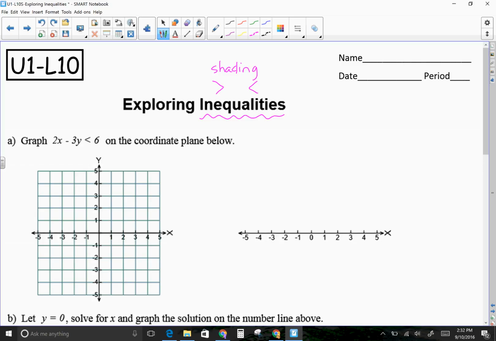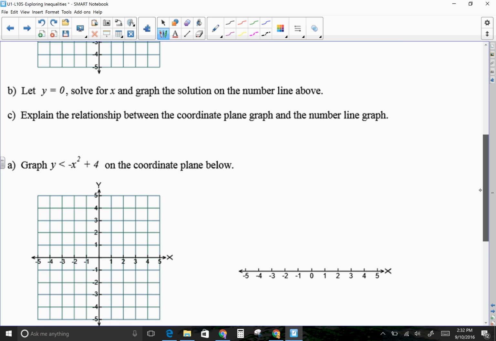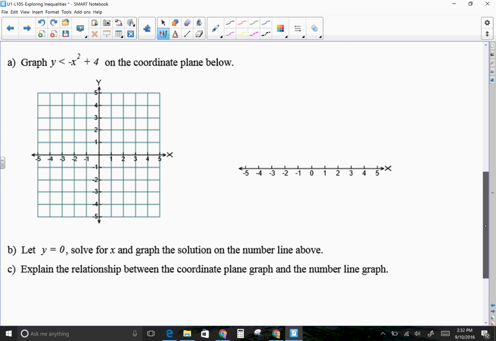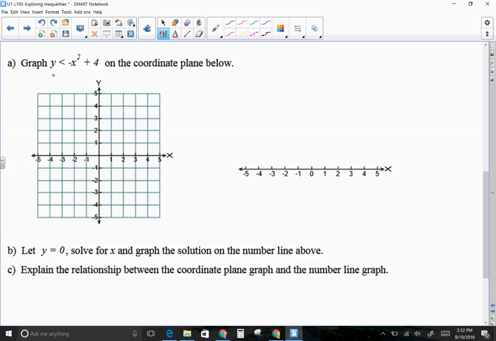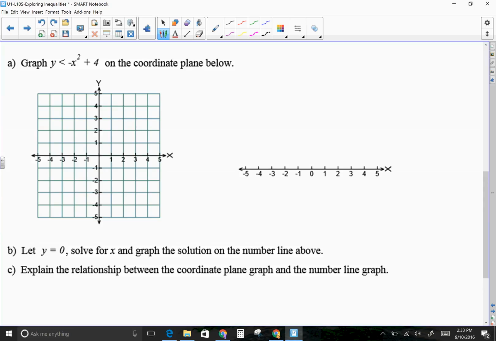Okay, so the problems that I want to work together, starting down at the bottom of the first page, we have one that looks like this. It says, graph y is less than negative x squared plus 4 on the coordinate plane. You should have your packet out. When you graph this equation, you're basically ignoring the inequality first. So we're looking at y equals negative x squared plus 4.